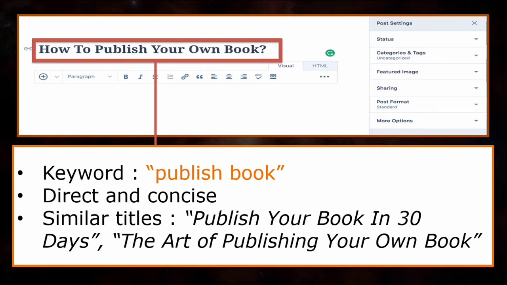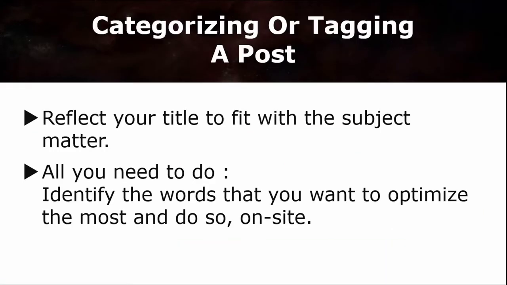Say you have a blog post in WordPress. In it, you have a post that talks about how to publish your own book. The most important keyword lies in your title. Would you write your title differently? Yes, you may, but keep in mind that you'll need to be direct and concise. Something like "Publish Your Book in 30 Days" or "The Art of Publishing Your Own Book." Similar keywords are maintained in both titles: publish book.